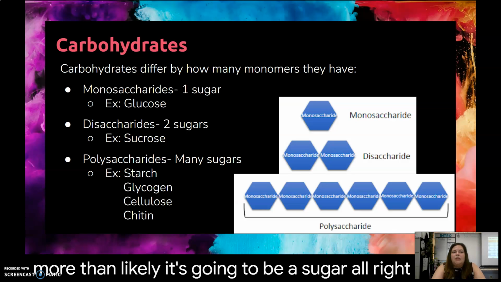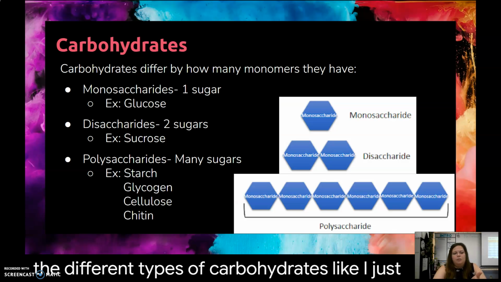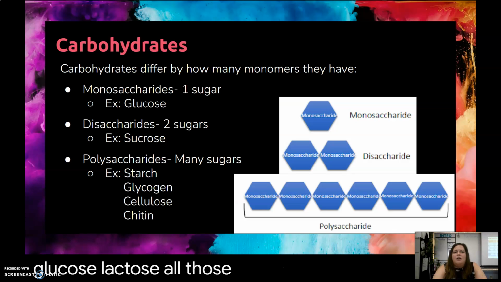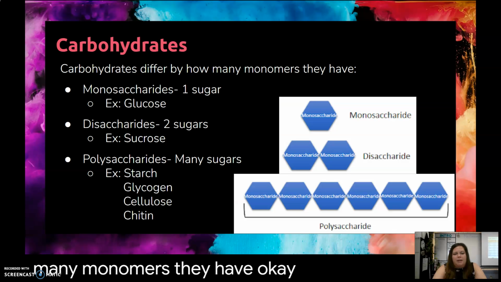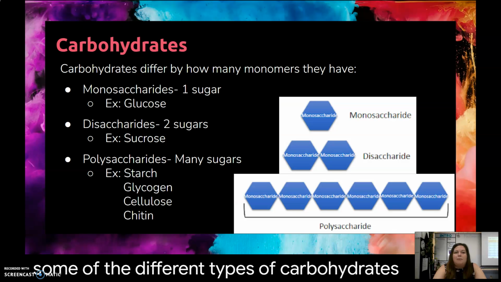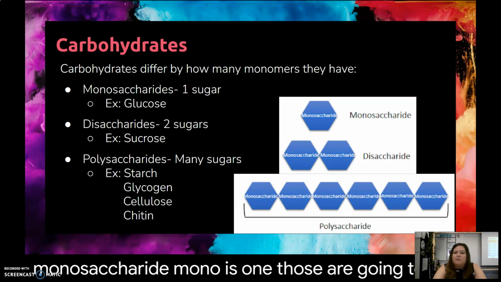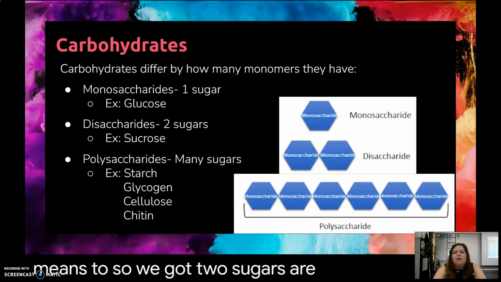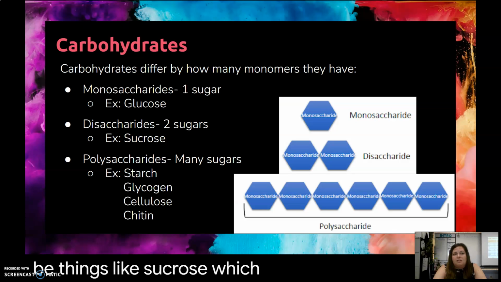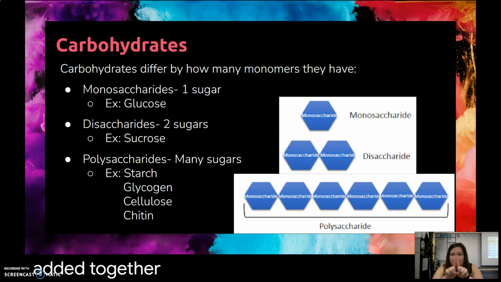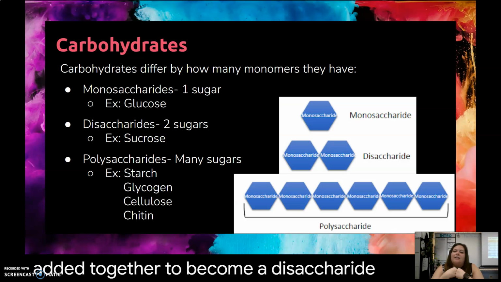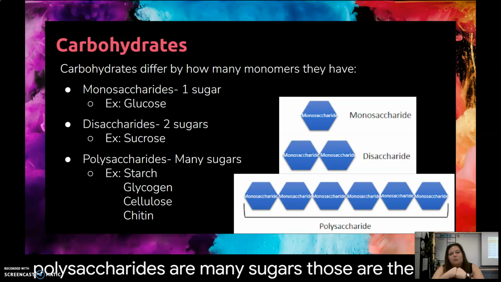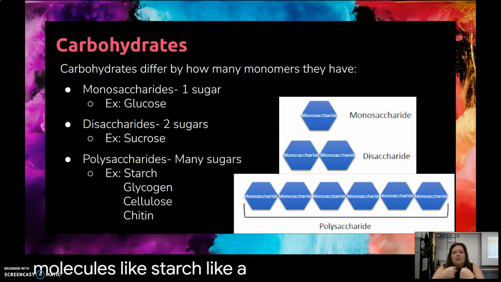All right. The different types of carbohydrates, like I just named, glucose, lactose, all those, really depend on how many monomers they have. That helps separate some of the different types of carbohydrates. Monosaccharide, mono is one. Those are going to be our simple sugars like glucose. Disaccharide, di means two, so we've got two sugars there. Those are going to be things like sucrose, which is a glucose and fructose added together to become a disaccharide. Polysaccharides are many sugars. Those are the big molecules like starch, glycogen, cellulose, chitin, fiber.